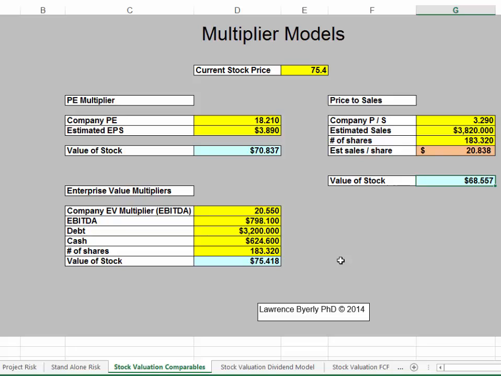So that is the multiplier models. We actually have a version of this in the stock valuation worksheet that we'll talk about a little bit later so that we can get a whole big picture of what goes on with a single company. But this is applying this to actual real data.